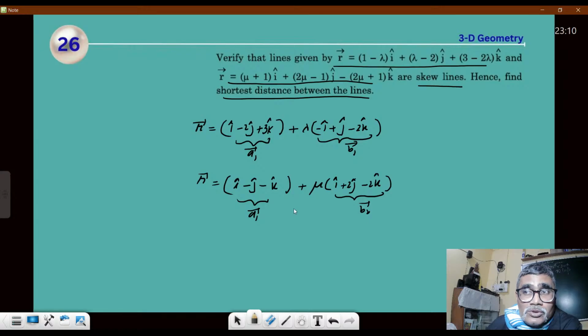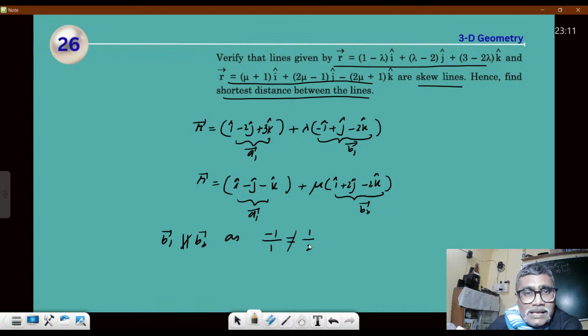Now tell me, are B1 and B2 parallel? I can verify also. How can I verify? I can verify like this. B1 is not parallel to B2, as you just see the components ratio. First one is -1, here it is 1. Then it is 1 and here it is 2. So they are not equal.